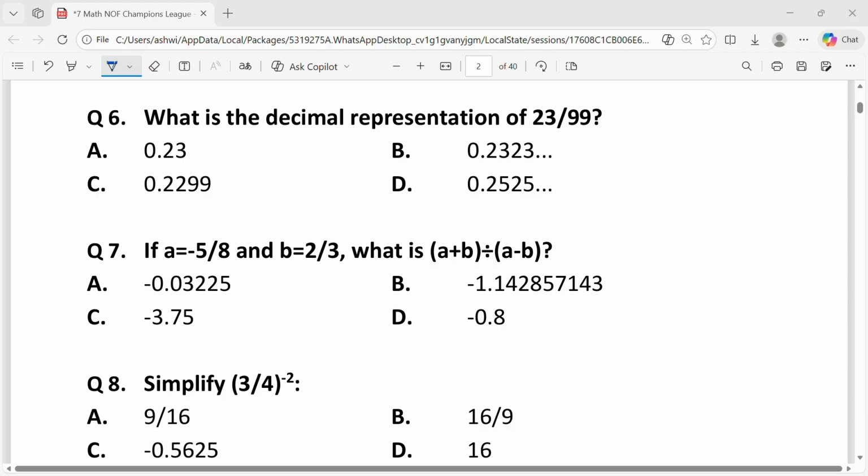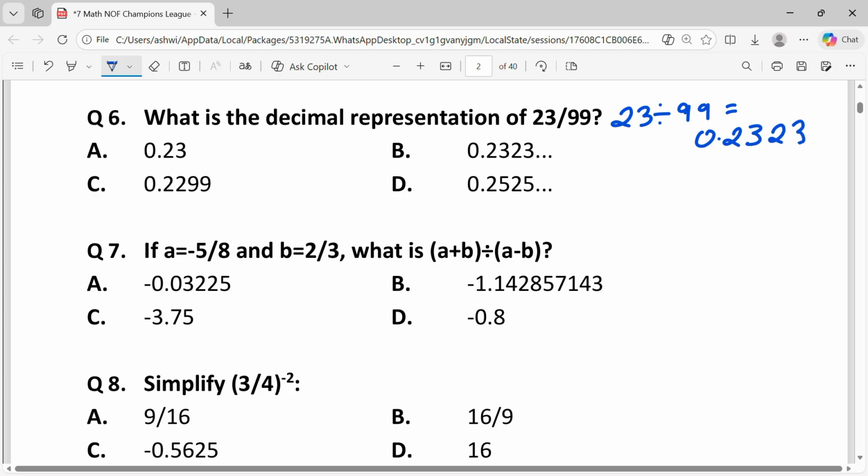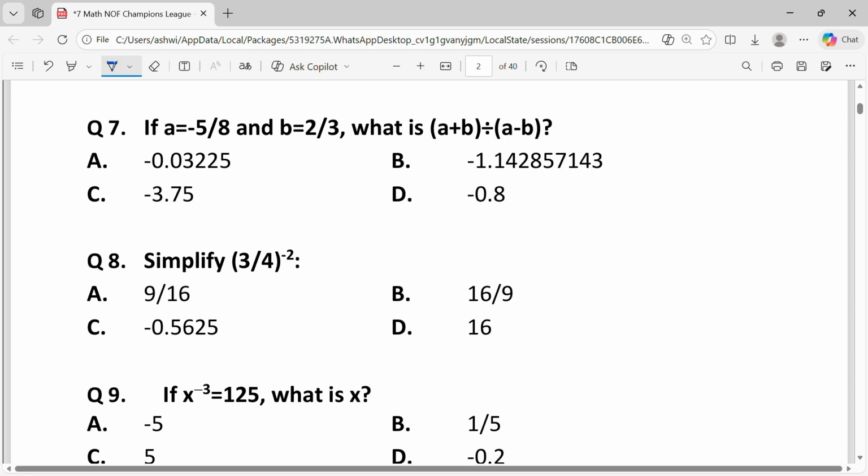Question 6. What is the decimal representation of 23 by 99? Dividing the numerator by the denominator, that is 23 divided by 99, which is equal to 0.2323, where 23 repeats indefinitely. Comparing with the options, answer is B, 0.2323.